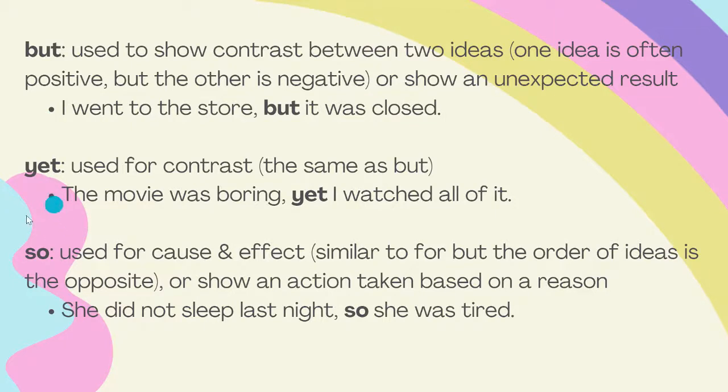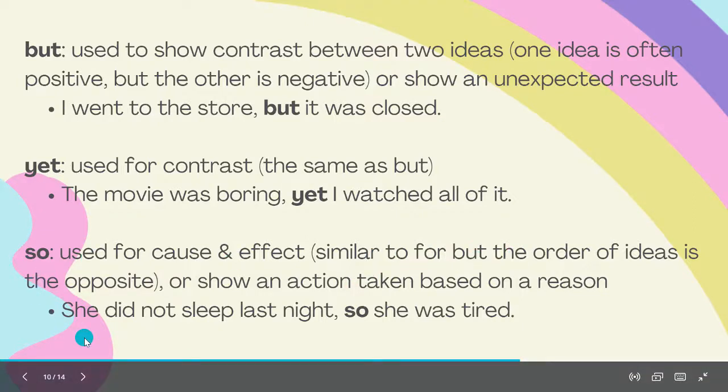Okay? And next, so, used for cause and effect, similar to for, but the order of ideas is opposite. Or it shows an action taken based on a reason. So for example, she did not sleep last night, so she was tired. Okay, this is the cause and effect.